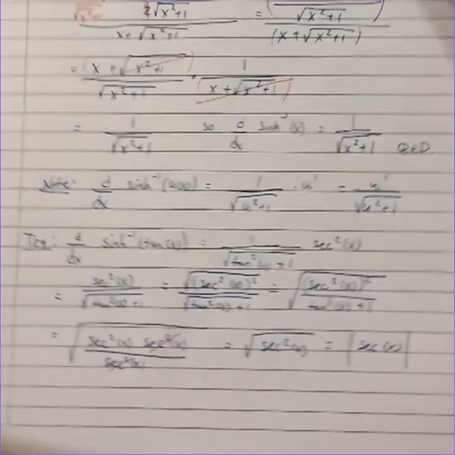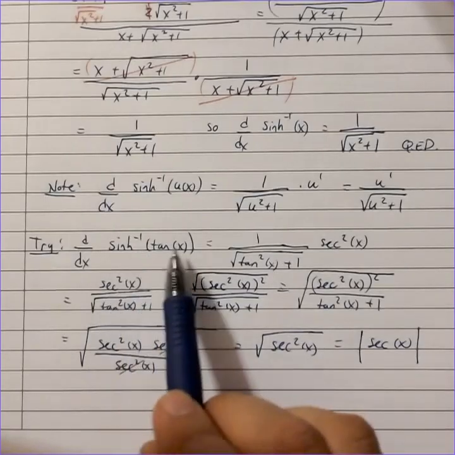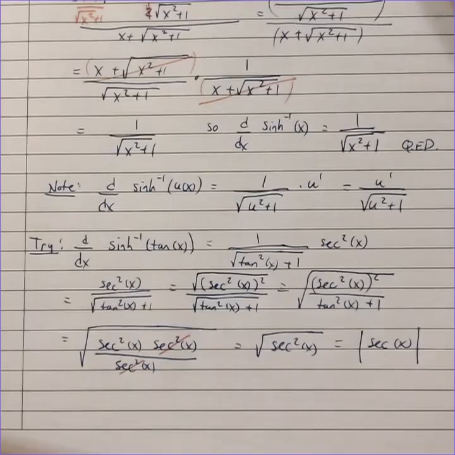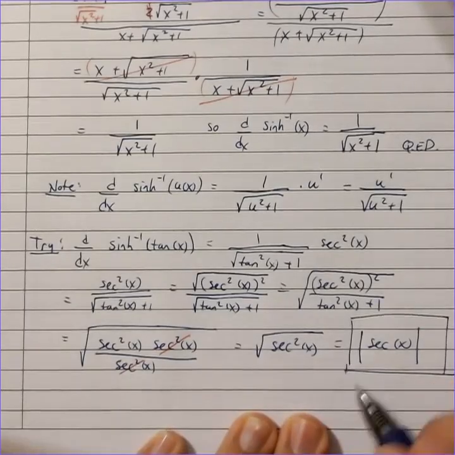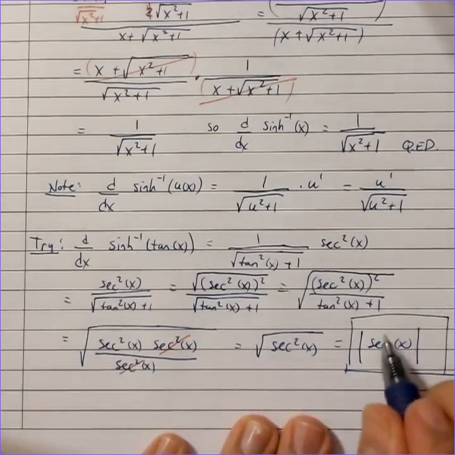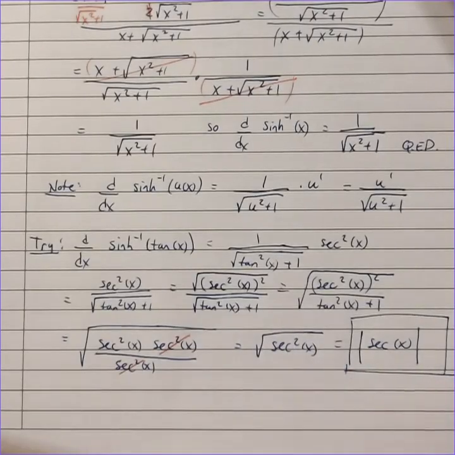And that's our result. So the derivative with respect to x of the inverse hyperbolic sine of the tangent of x is the absolute value of the secant of x. And that makes us happy. Note the secant of x would be incorrect because I would assume you have negative values sometimes. Here, squaring it makes everything positive.